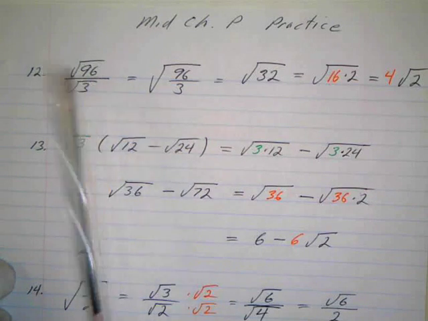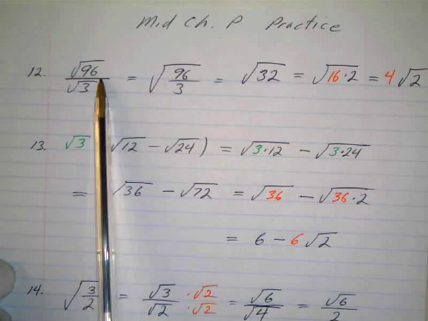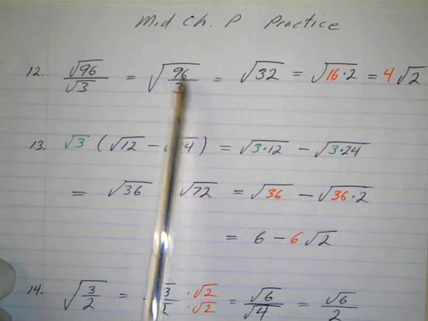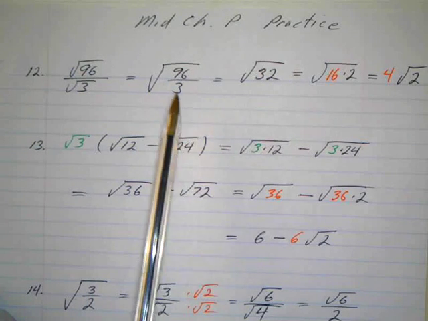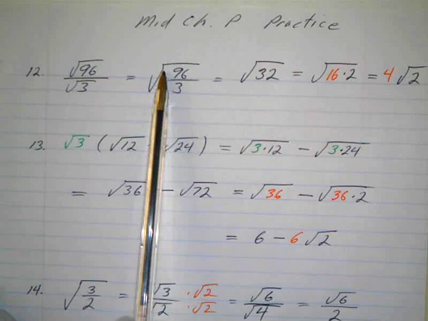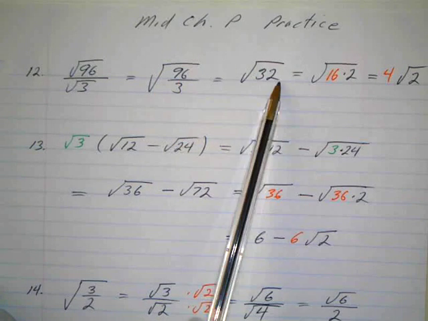And remember, the quotient of the square roots is the square root of the quotient. So those are one of the very important rules we went over. So I can rewrite this as the square root of 96 divided by 3 because I know very well that 3 goes into 96 exactly 32 times.